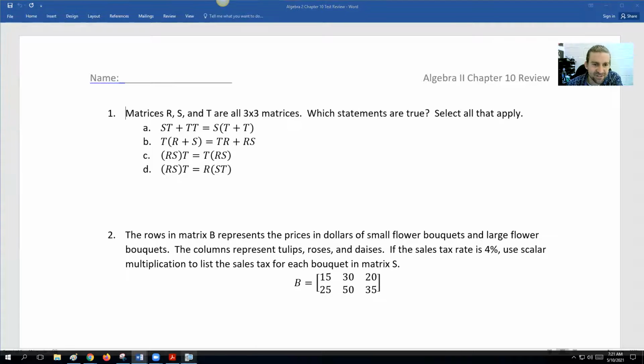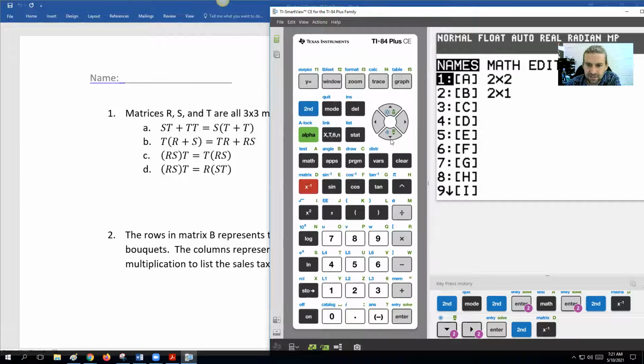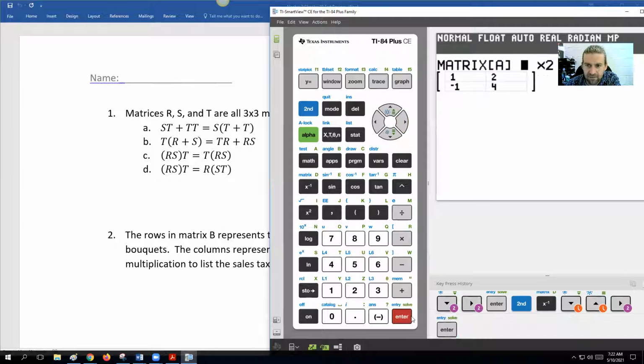Okay, so one thing we could do is use our graphing calculator and make up examples to see if these are true. Hopefully you remember A times B is not the same thing as B times A, but maybe these other rules that are a little bit more complicated might mess up. So let's just call these A, B, and C, because we just have three matrices. So let's go through and make up 3 random 3 by 3 matrices.